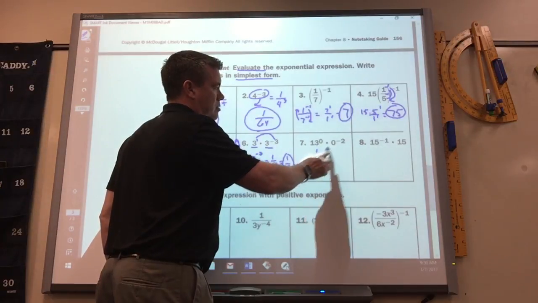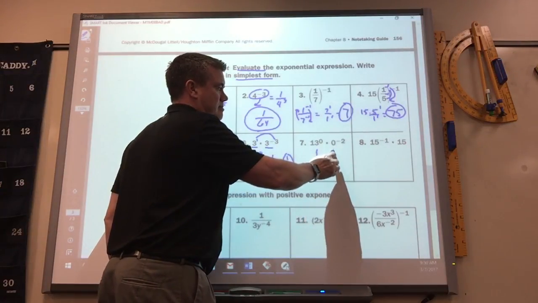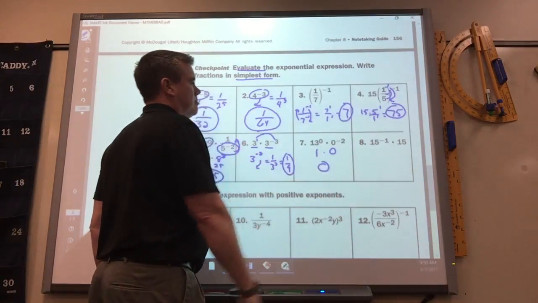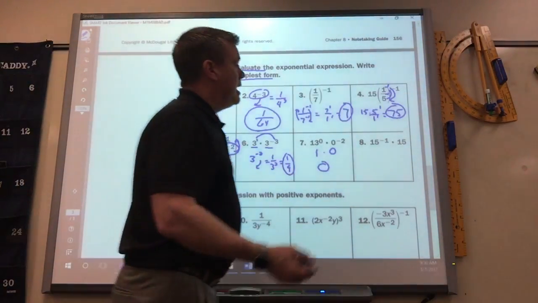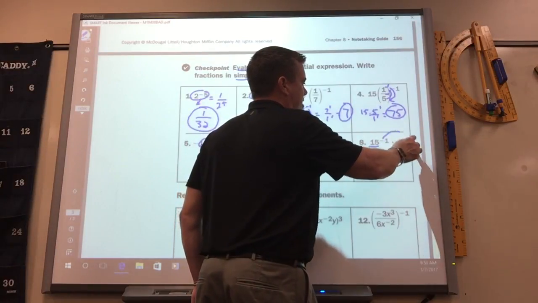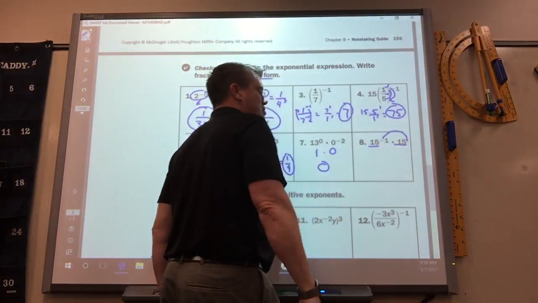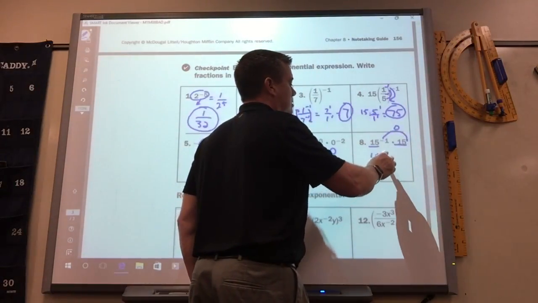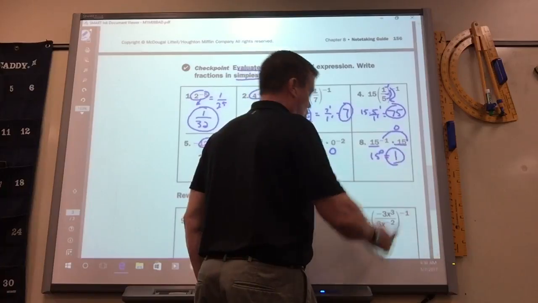This is 1. What's that? 0. 0. And this is the same thing, it's the same base, so you add the exponents. If there's nothing there, that means it's a 1. -1 plus 1 is 0. So 15 to 0 is 1.